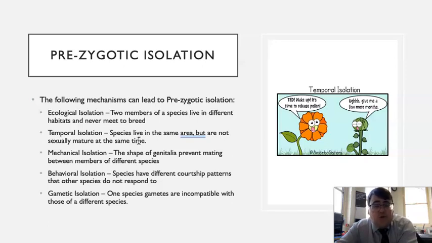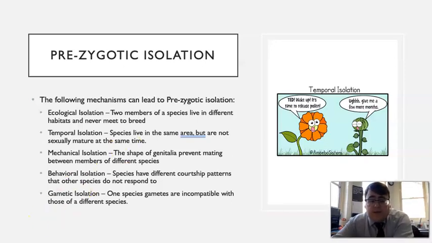Behavioural isolation could be talking about courtships. A good example we probably used in class was pigeons. Pigeons have a mating ritual, a special dance. That mating ritual is only going to work on other pigeons. A seagull is not going to be interested in that dance. A seagull has its own mating ritual, so that behaviour won't entice a member of another species, and hence they will never breed. And lastly, gametic isolation. One species' gametes are incompatible with another species' gametes.